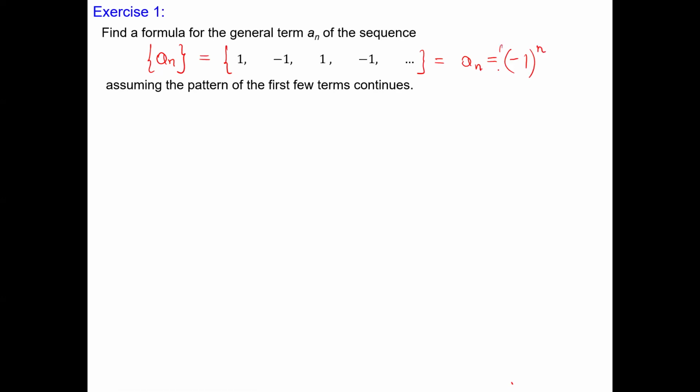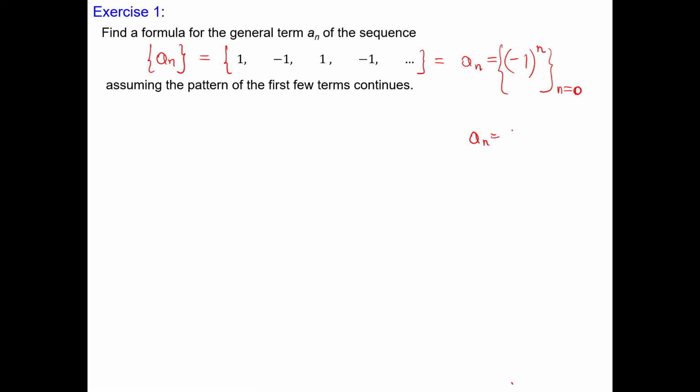And n starts with 1, because negative 1 to the 1, actually no, we have to correct this. If we start with 1, then negative 1 to the power of 1 will give me a negative number, but we do have the first term positive 1. So what I can do is change this to 0. Negative 1 to the 0 will be 1. Negative 1 to the 1 is negative 1.